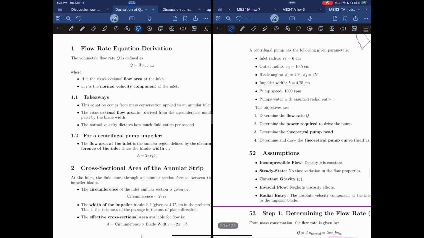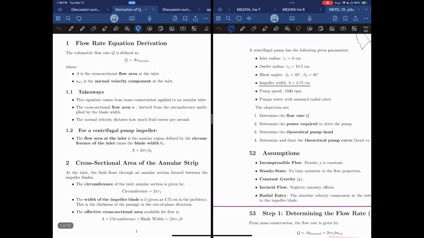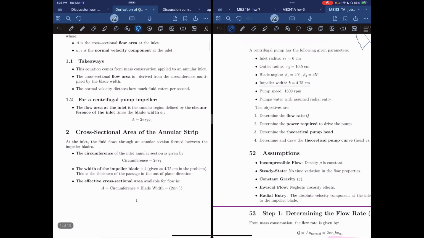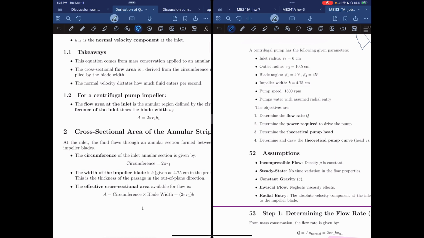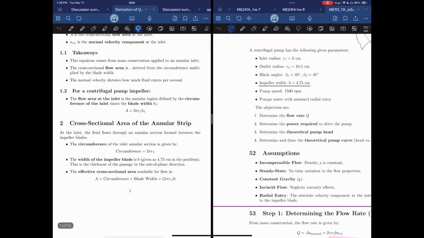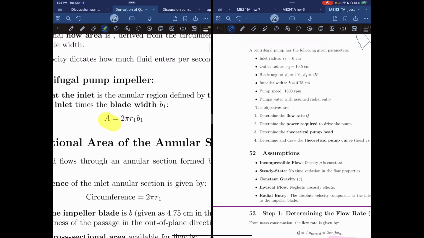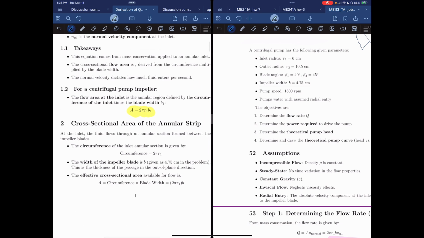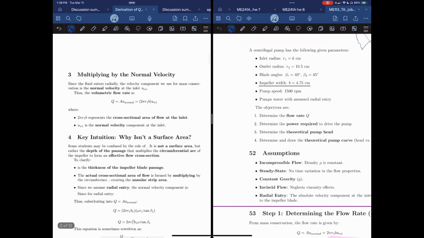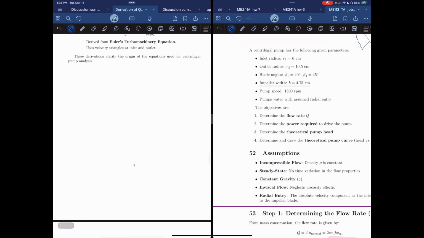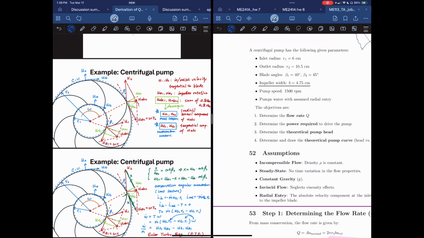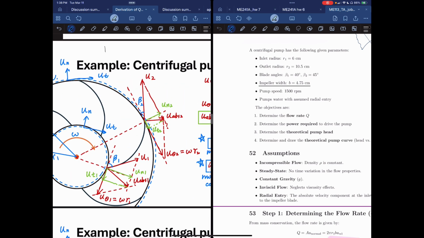Q is normally, yes, surface area, the cross-sectional flow area at the inlet, times the normal velocity. And then A would equal 2 pi r times the blade width, okay? The impeller width. So this is the equation used. These notes are posted. I just didn't include the lecture slides in my notes that I am going to show right now. I'm just referencing lecture 15, so maybe you could do that on your own.